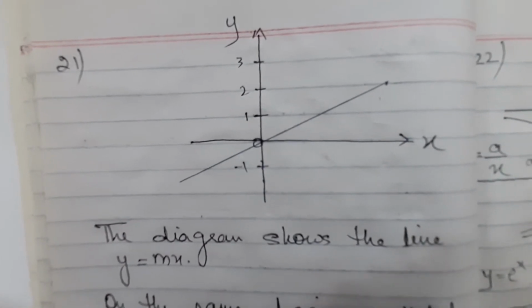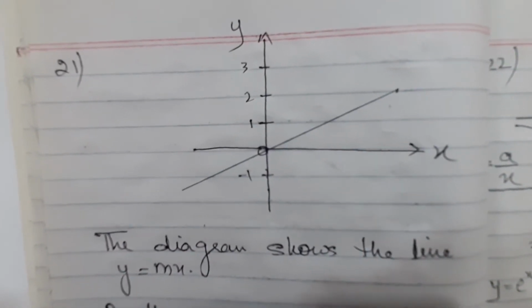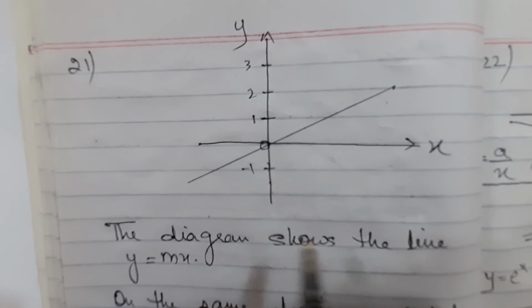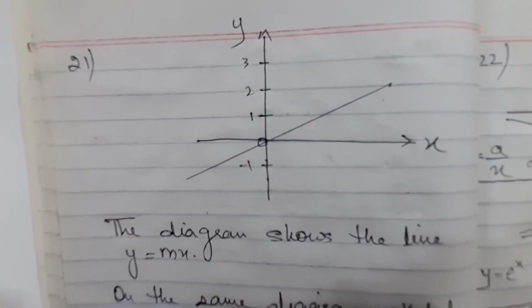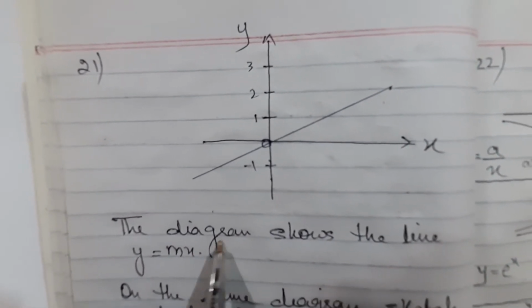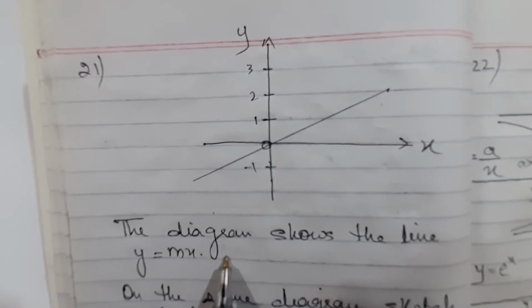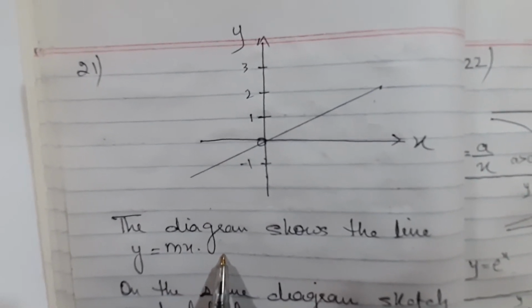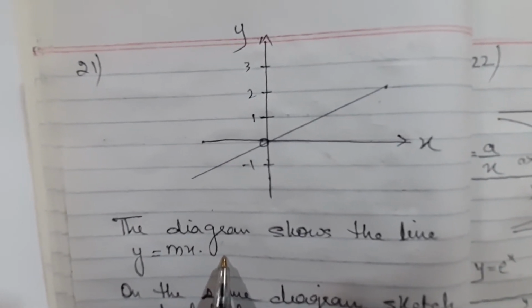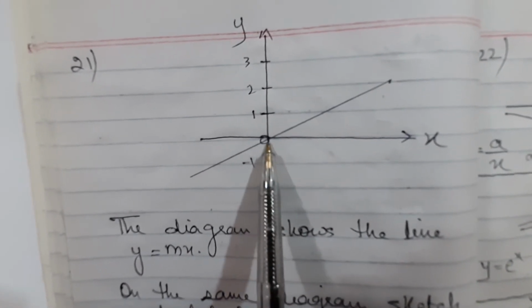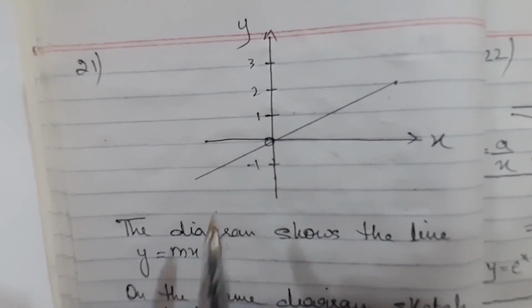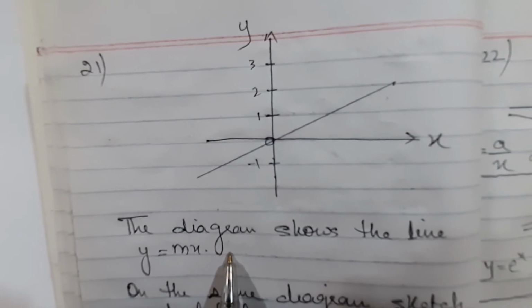Okay, so the next question is, this sketch is given to you and question is saying the diagram shows the line y equals to mx. Now if you see, it is not mx plus c. Why c is missing here? Any idea? Yes, c is the y-intercept. And what is my y-intercept right now? Origin, 0. So that's why there is nothing mentioned here, right?